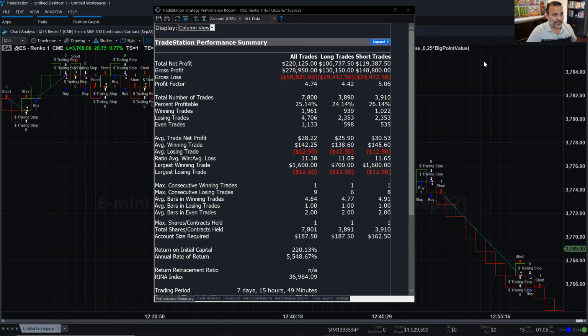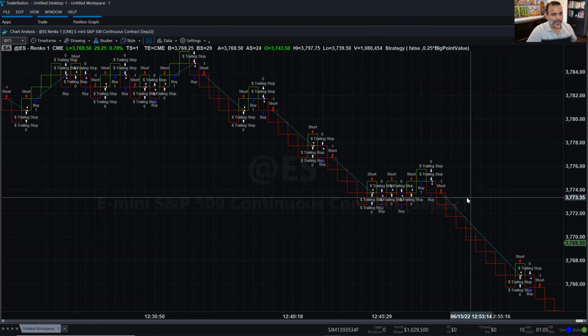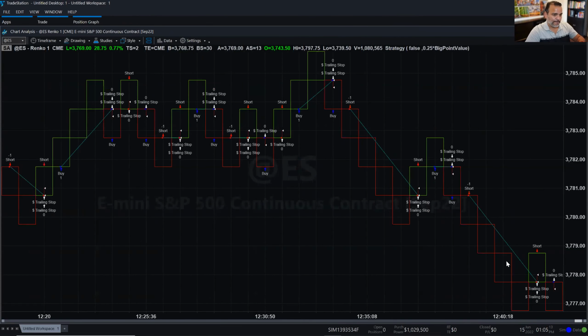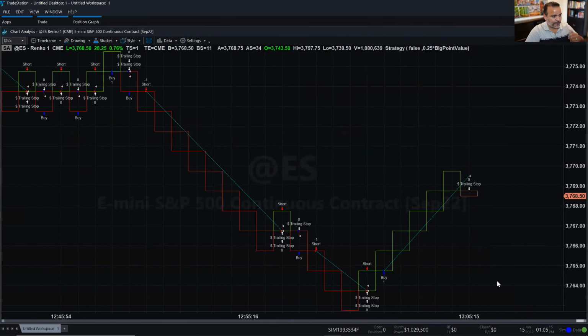I'll tell you one clear example. Let's take a look at this short trade. Let me open my chart up. This is the short trade that I was looking at. Yeah, the condition was met. We have a lower close than the previous one. It generates a short trade, and it just keeps that trade going until this over here.